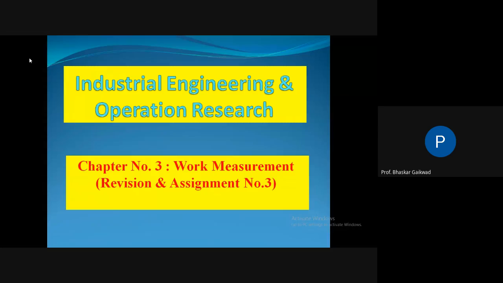So this is about work measurements. And the last part of this chapter is job evaluation and merit rating.